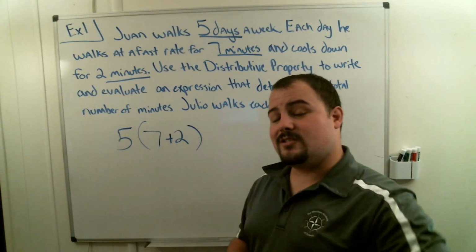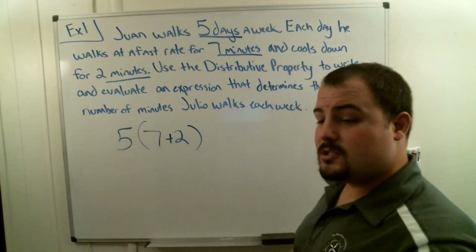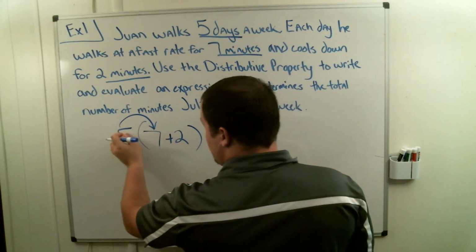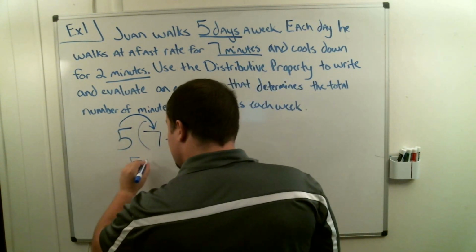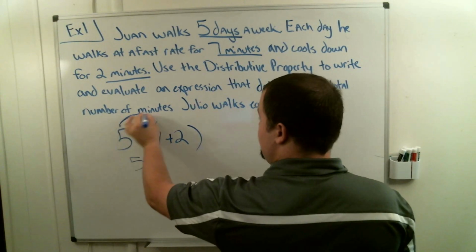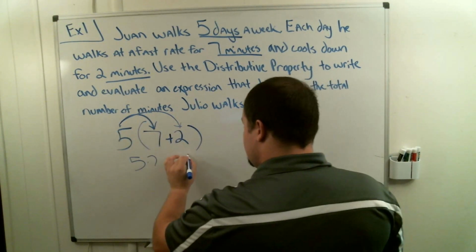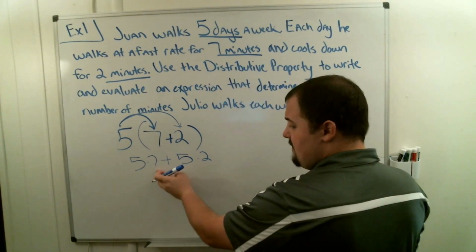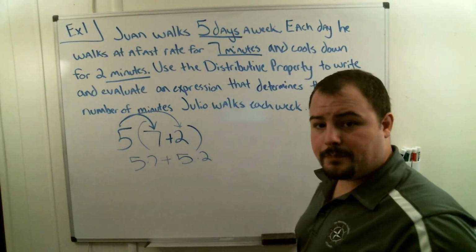One of the easiest ways so you don't forget that you did distribution is by using arrows. I'm going to give 5 to 7, so this means 5 times 7, and I'm going to write that. I'm going to give 5 to 2. This means 5 times 2. So what I really have is 5 times 7 plus 5 times 2.